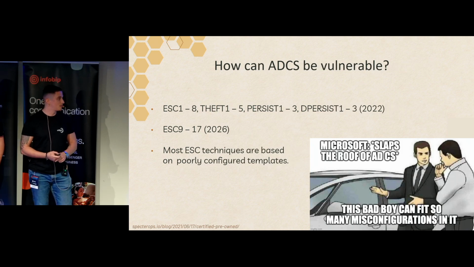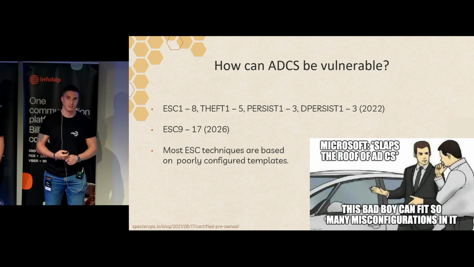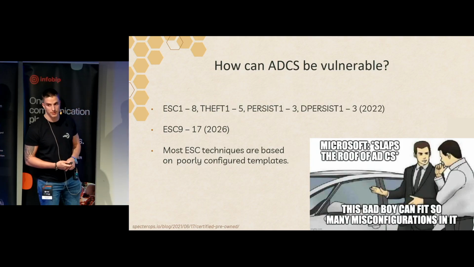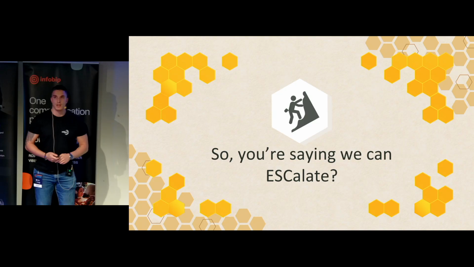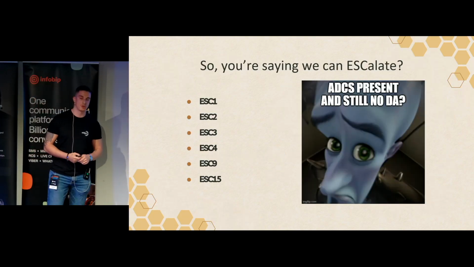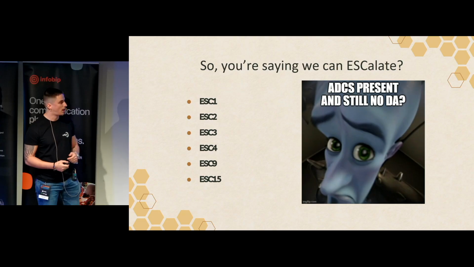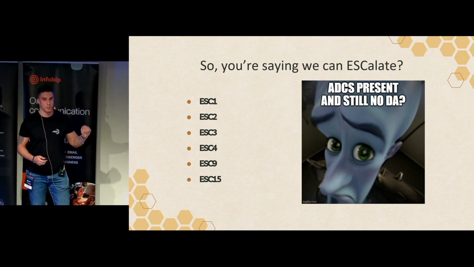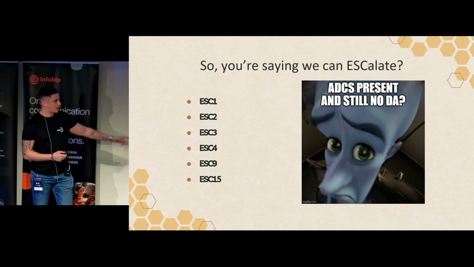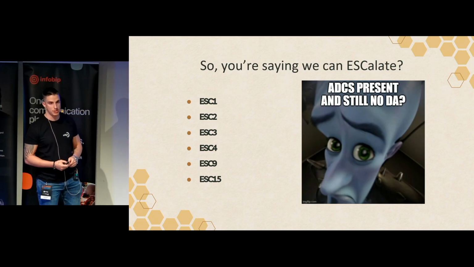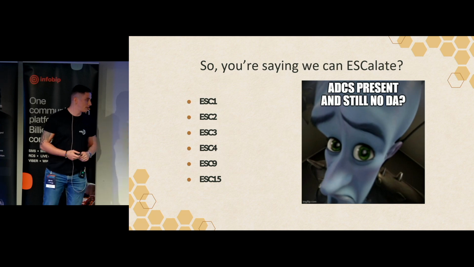As of today, those escalation techniques more than doubled. We now have 70 of them. And most of these techniques are actually based on poorly configured certificate templates. So you're saying we can escalate, right? Basically, yes. Most of the ESC techniques will give us the rights to get domain admin immediately. I'm saying mostly, 99%. And I would like to point out these few because these are important to our presentation today: ESC 1 to 4, 9, and 15.